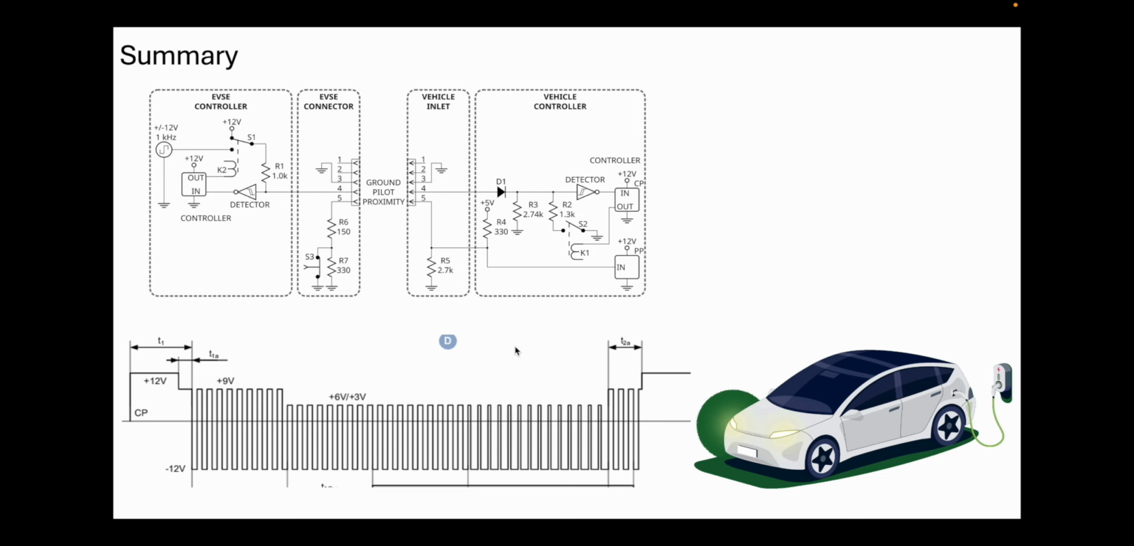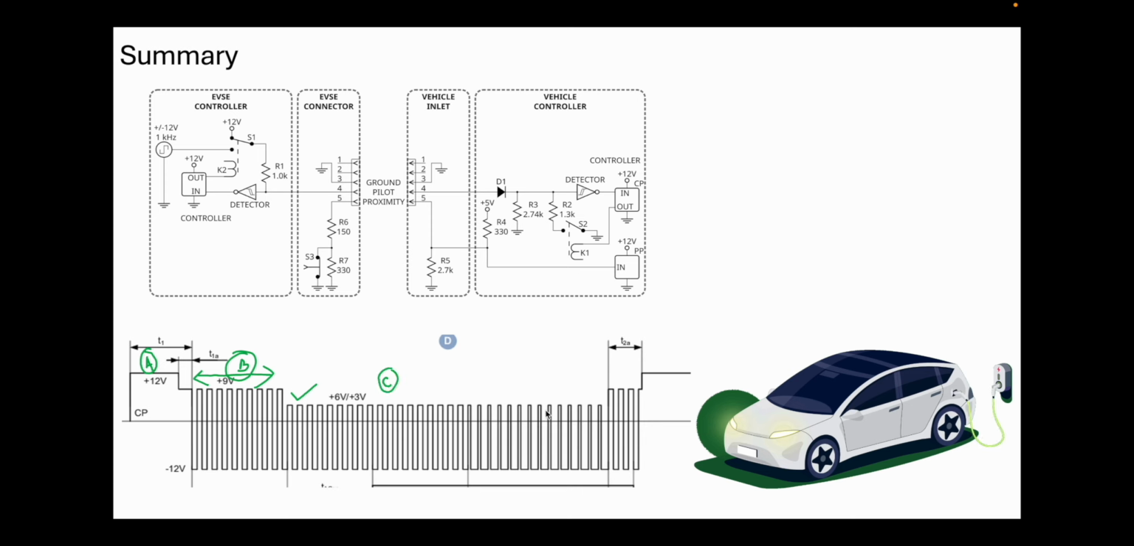And if you see the overall summary of how this entire process looks: initially you will have this 12 volt, which means you are at state A. You will always start with state A because the vehicle is not connected to the charger. Then once you connect the charger, you will get into state B, where you will get this 9 volt across the control pilot. Once you cross state B, if the charging process is feasible, then 6 volt will be visible over here, and you will get a pulse of 6 volt. And this is state C.